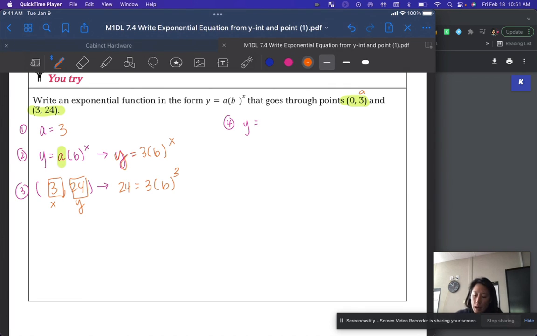So now we're going to go ahead and isolate to get b by itself. So we want to get rid of our a value by dividing by 3 on both sides. 24 divided by 3 is 8. 3 divided by 3 is 1. So b to the 3rd power. To undo a cube, go ahead and cube root both sides. And I get b is equal to the cube root of 8. So 2 times 2 times 2 gives me 8.